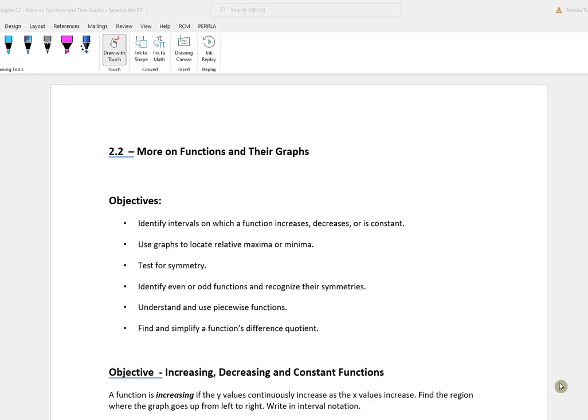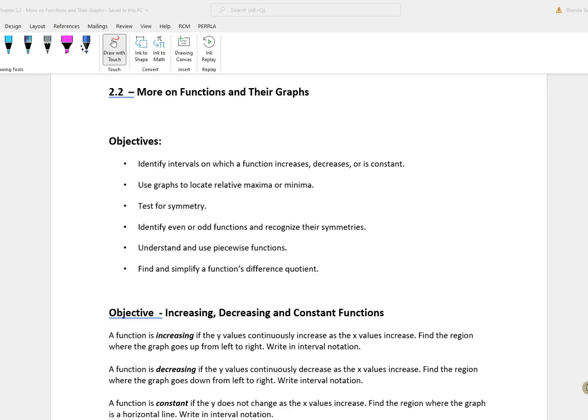Today we're going to talk about 2.2, more on functions and their graphs. This may be a two-part video as I have a lot to cover. The objectives here will be to identify intervals on which a function increases, decreases, or is constant, use a graph to locate relative maxima and minima, test for symmetry, identify even and odd functions and recognize their symmetries, understand and use piecewise functions, and find and simplify a function's difference quotient.